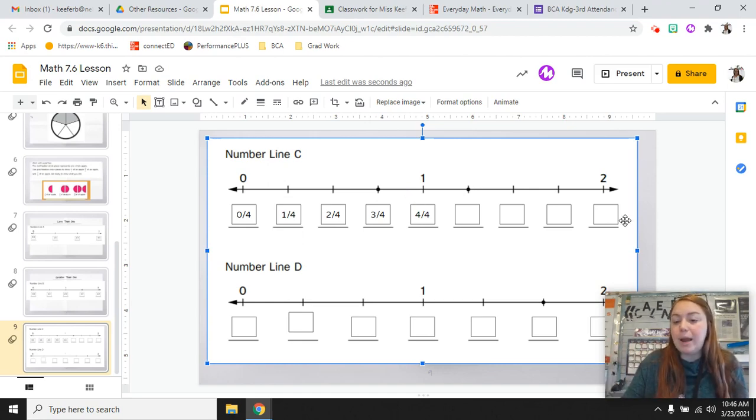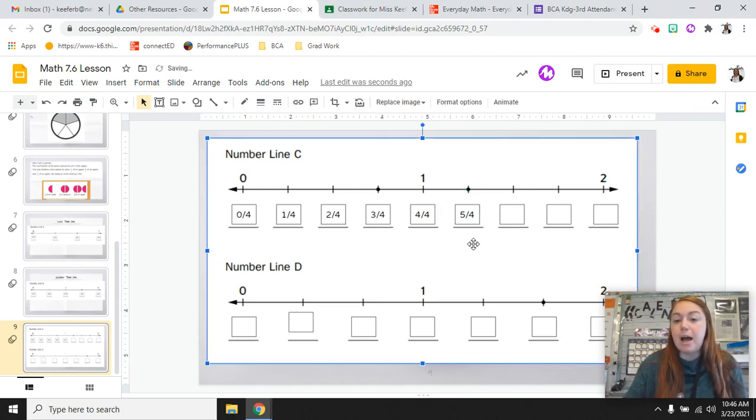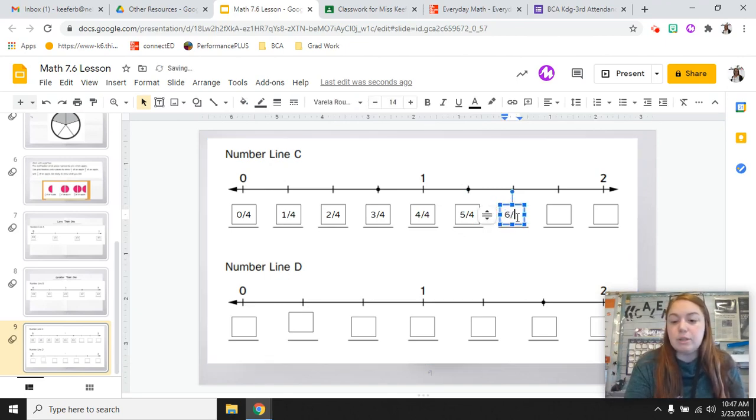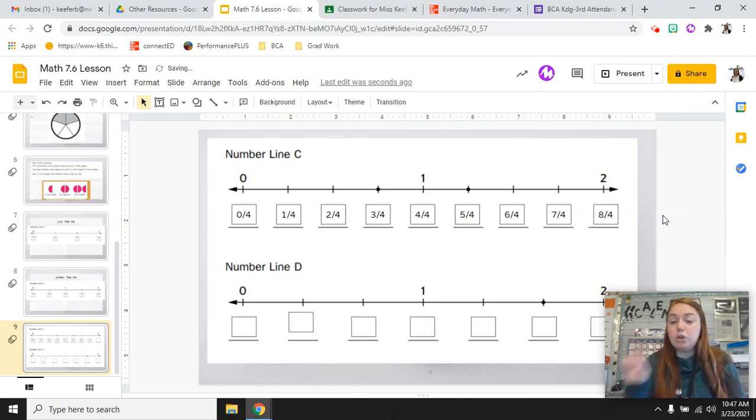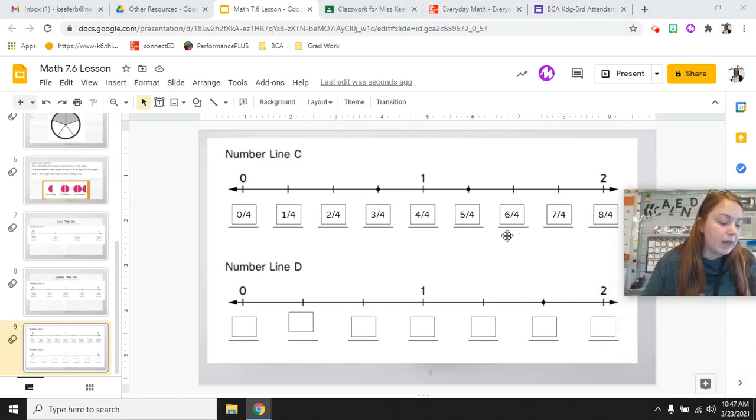Now I need to go to my numbers greater than 1. So if I have one whole piece, so 4/4, and I add one more, I would have 5/4. There are 5 pieces, but our denominator, our number on the bottom, stays the same because now we're going greater than 1. So this would be 5/4, and we'll just keep going up, 6/4, 7/4, and now 8/4. Our 2 would be 8/4 because you're doubling it. So 4/4 is 1, 8/4 would be 2 because we doubled it. Okay, so pause the video while you check your answers for that one.